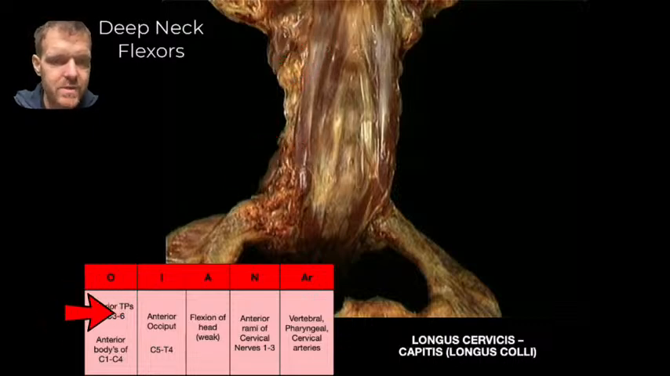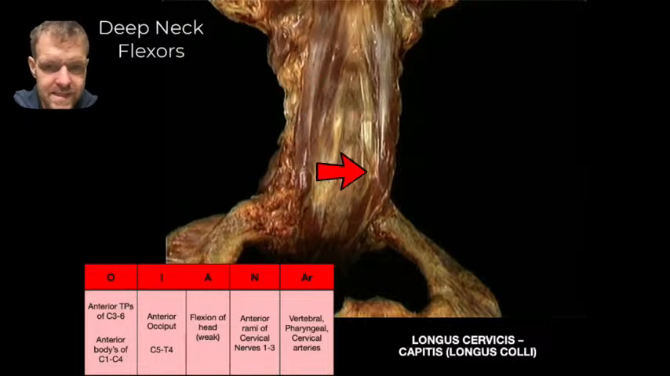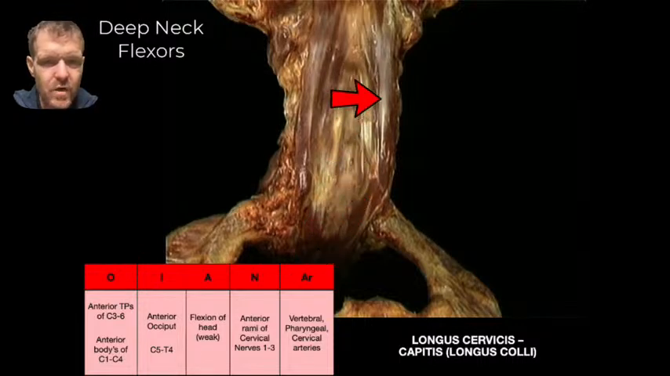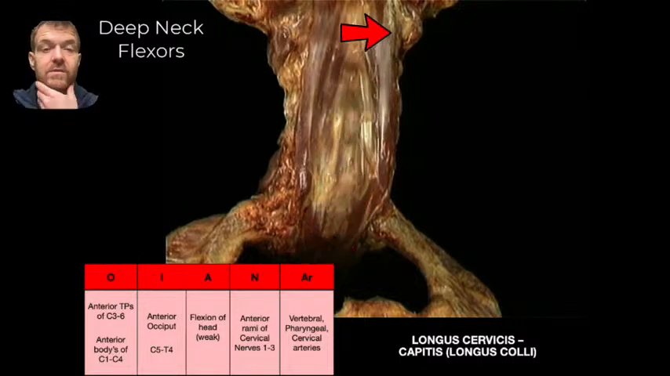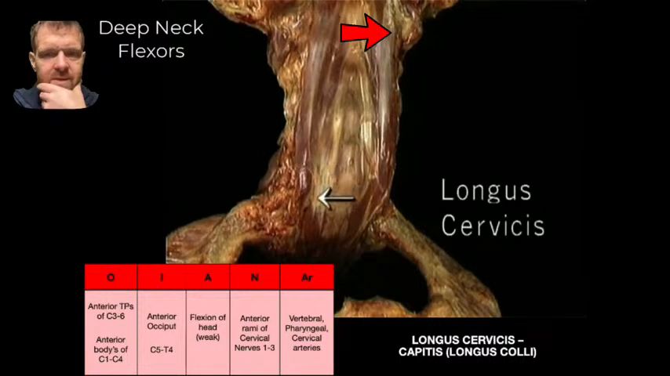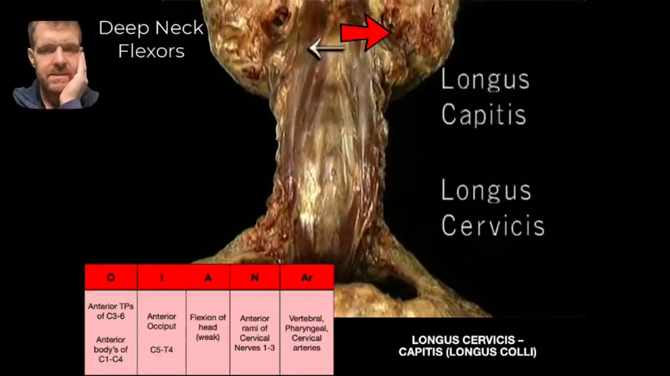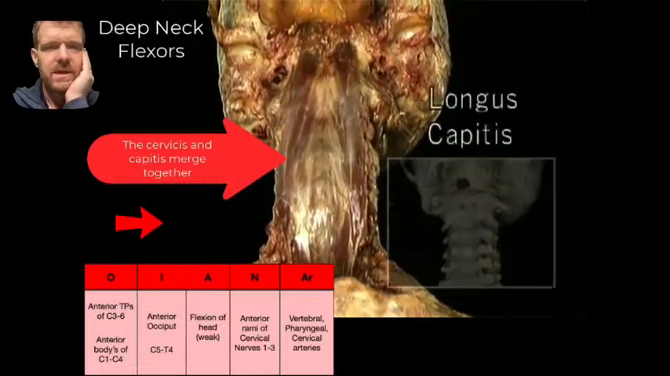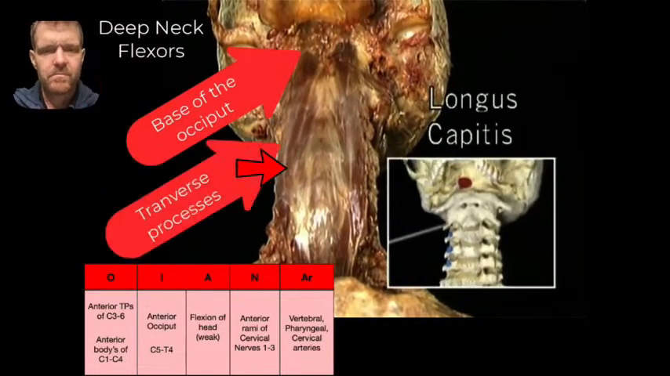Okay, so anterior transverse processes C3 to C6, so that's at the top here. Anterior bodies of C1 to C4, so that's up here as well. And then the insertion: anterior occiput, and then C5 down to T4. So you can see it goes all the way down to your thoracics. It's a really long muscle that covers all of the front of the cervical spine. So this is your longus colli or longus cervicis. It's got a few names and some muscles merging together as well.